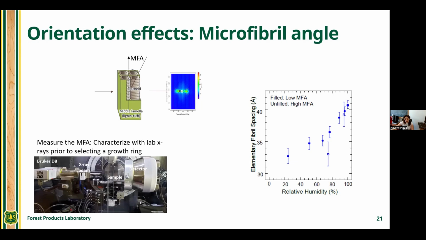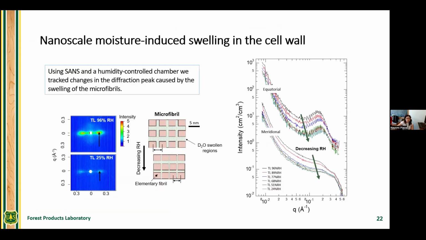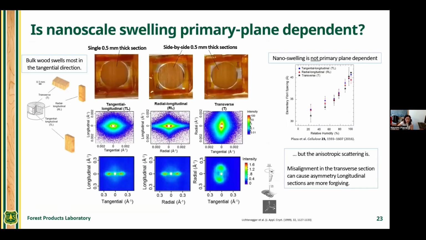The reason for it is that our features are sharper, so it is easier to do better range in terms of the humidity, moisture-induced swelling, and it's easier to also detect small changes due to what we've done. So after everything works well, we were able to follow that peak as a function of humidity, and we can see it's following at the elementary fibril scale. We were able to look at primary plane dependence.